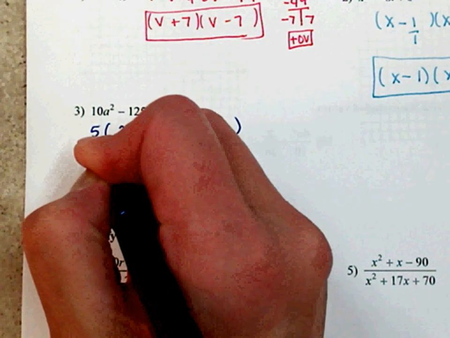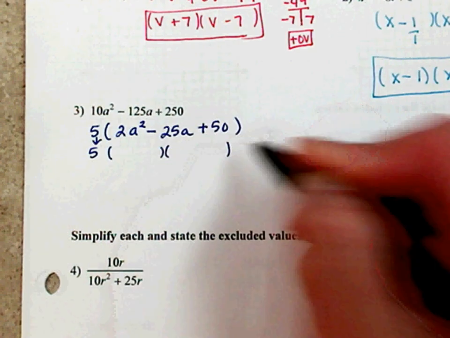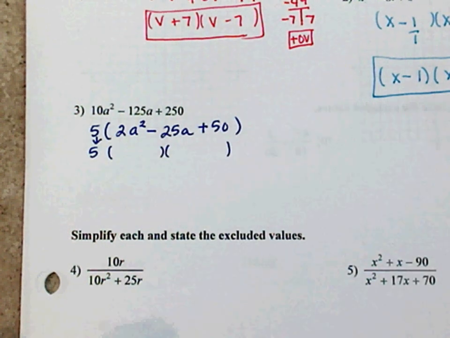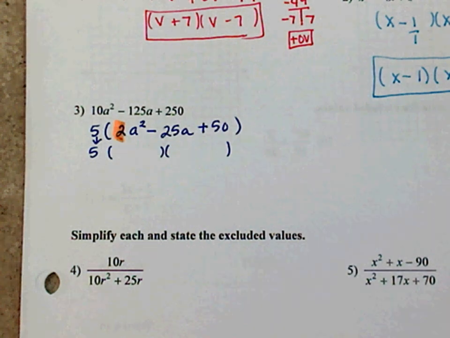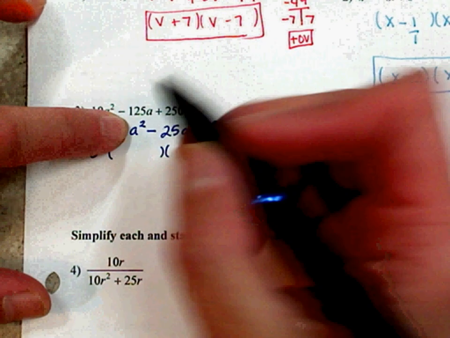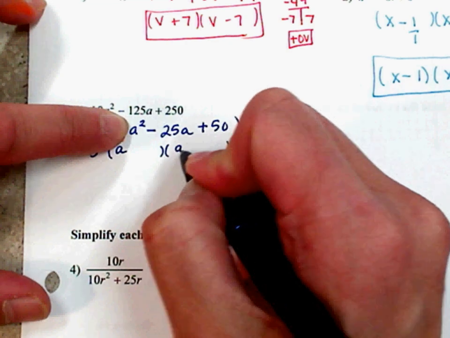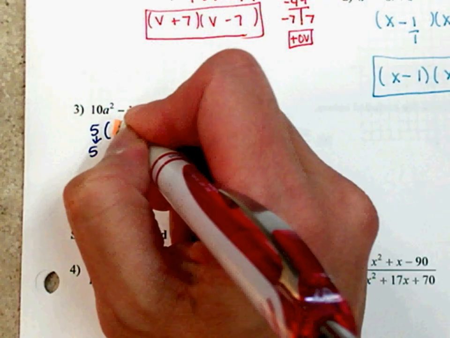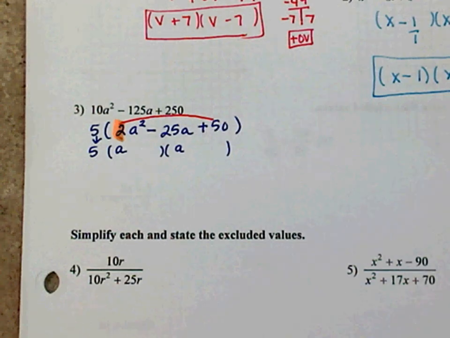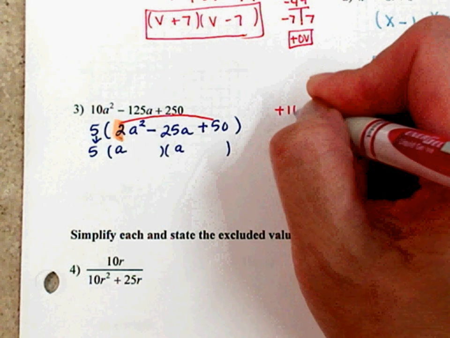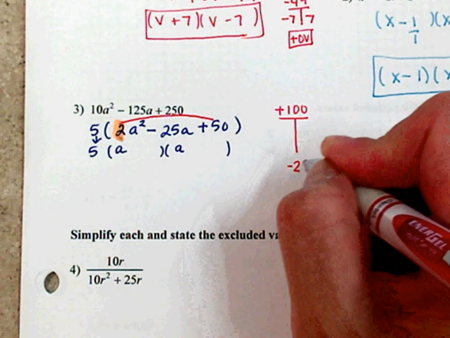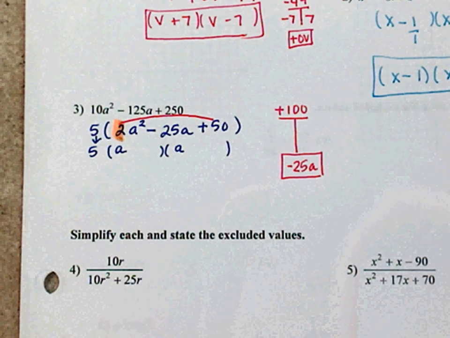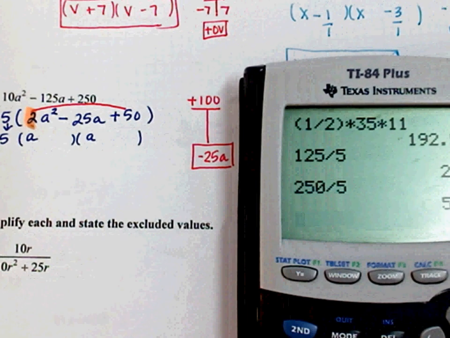Bring your 5 down. Draw two sets of parentheses. Okay? You see this 2? We're going to multiply it, and then we're going to divide it. You can't just give, you got to give and take. All right, so ignore the 2 for now. Factors of a squared is a and a. Now, multiply your 2 times your 50. What is 2 times 50? Well, that's positive 100. Find me 2 numbers that multiply to give you 100, and add to give you negative 25a. Well, if you don't know those numbers, go to your calculator to help you.